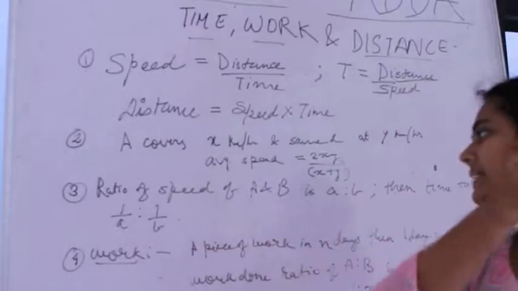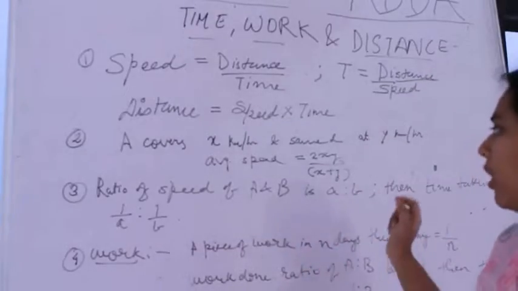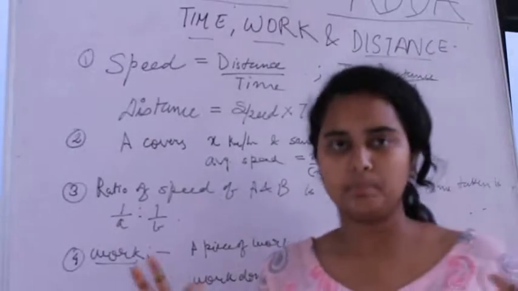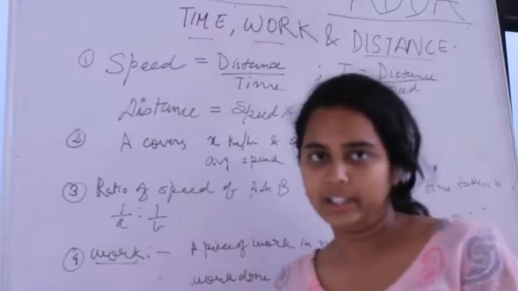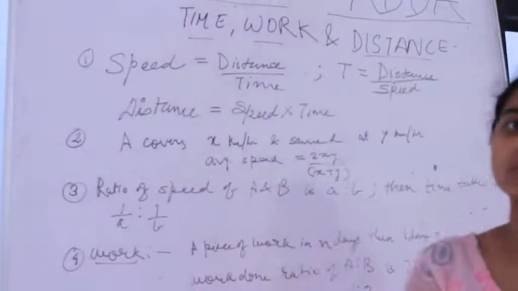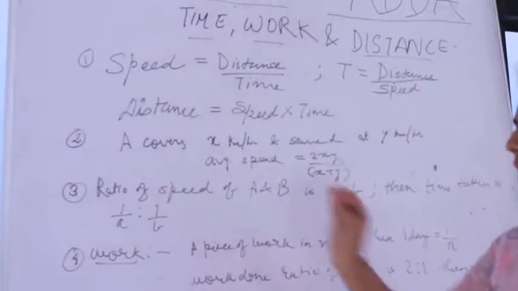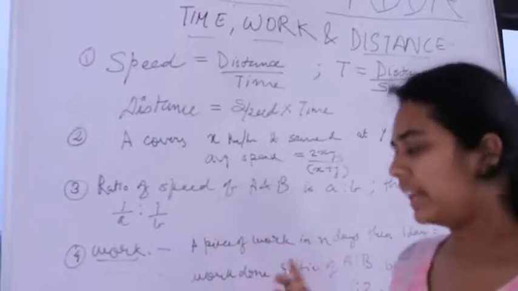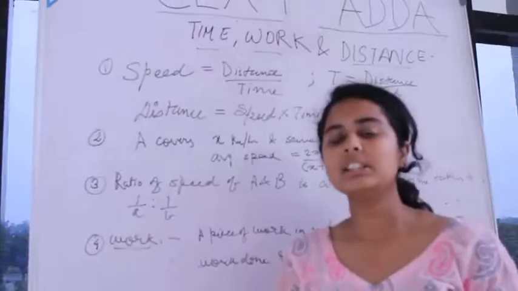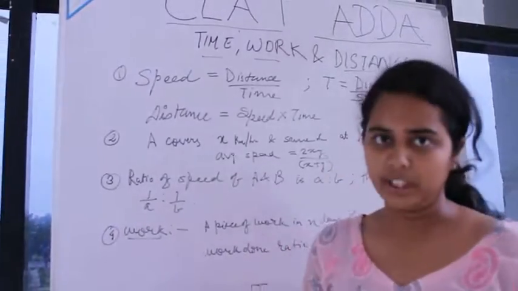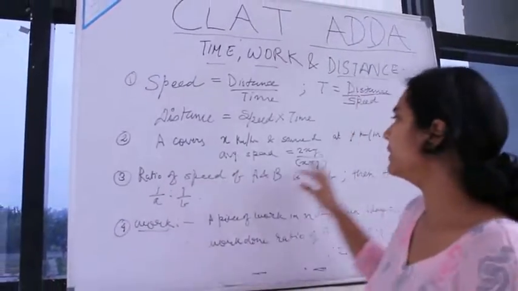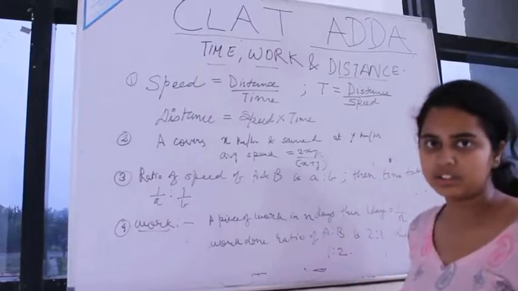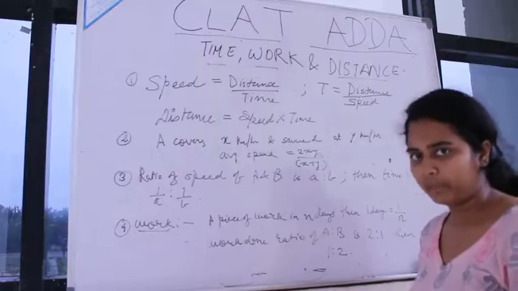Now coming to the next aspect, that is the ratio of speeds of A and B. If the ratio of the speeds of two persons is A is to B, then the ratio of time will be the inverse of the same. That is, if the ratio of the speed of persons A and B is A is to B, then the ratio of the time taken by them is 1 by A is to 1 by B. So please remember, these formulas are used for directly solving the questions rather than taking more and more time.